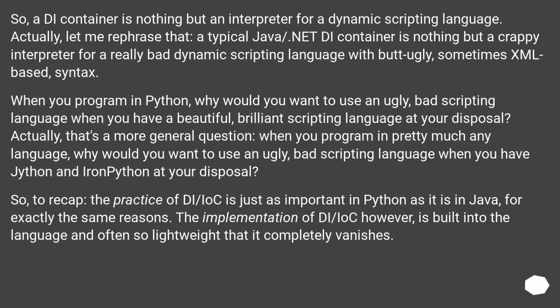Actually, let me rephrase that. A typical Java/.NET DI container is nothing but a crappy interpreter for a really bad dynamic scripting language with ugly, sometimes XML-based, syntax. When you program in Python, why would you want to use an ugly, bad scripting language when you have a beautiful, brilliant scripting language at your disposal? Actually, that's a more general question. When you program in pretty much any language, why would you want to use an ugly, bad scripting language when you have Jython and IronPython at your disposal?